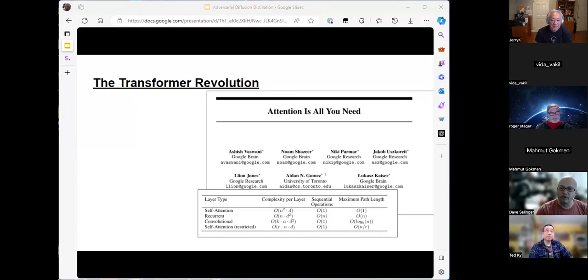These are all the big building blocks that go into SDXL-Turbo and all of the generative models that we're using today.